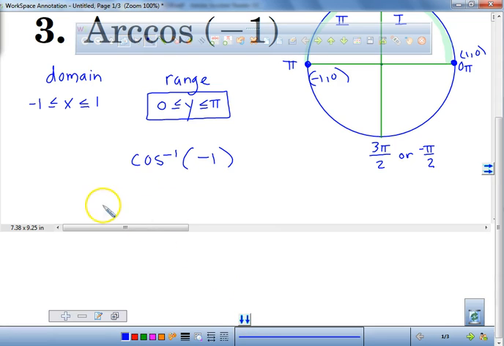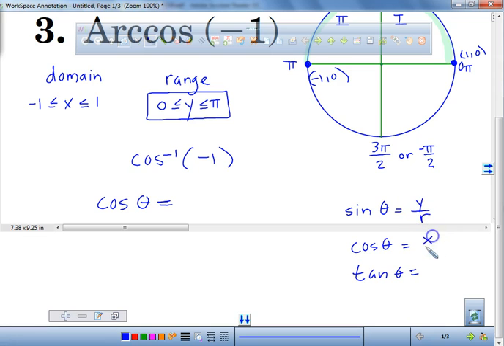Now, when you are looking for the inverse of cosine of negative 1, does anybody remember what cosine of theta always compares? If you look back at your chapter 4, section 3, dealing with your trig ratios, we're going to rewrite them real quick so you can know. You have sine, cosine, and tangent, the 3 basic trig ratios. Sine compares your y value to your r value, cosine compares your x value to your r value, and tangent compares your y value to your x value.